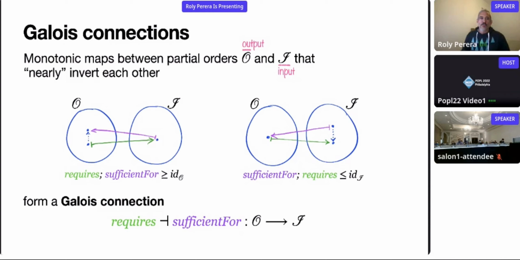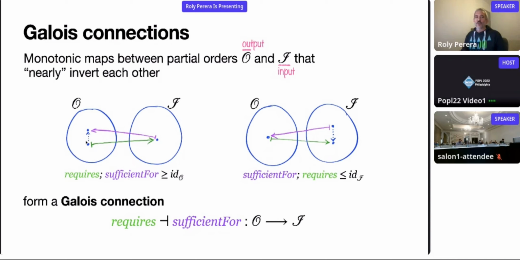Okay, so I'll turn to the relation that we do need in a moment, but first let's consider the mathematical basis for this round tripping intuition that I've been talking about. So suppose we have partial orders O and I, which are going to stand for output and input, and suppose we have a pair of monotonic functions that map between these 2 partial orders. 2 such functions form what's called a Galois connection if they round trip in the following way.